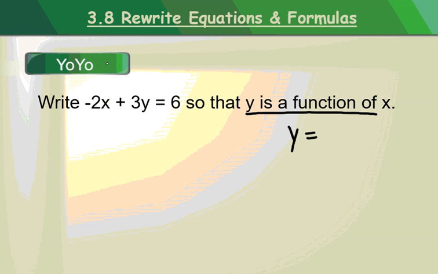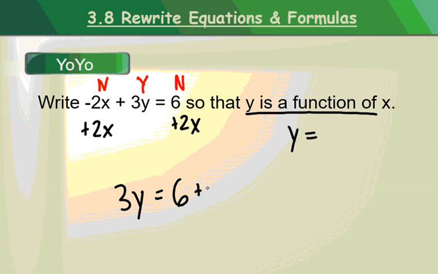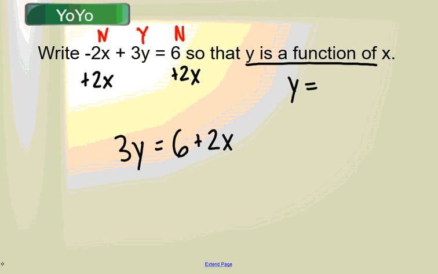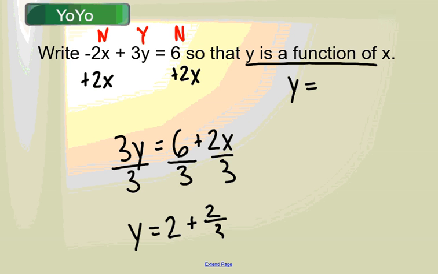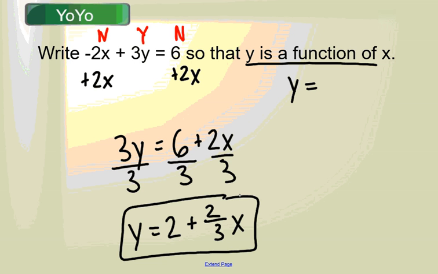Okay, let's see how we did. This is a not y term, a y term, and a not y term. You need to get your not y terms to the same side. So how do I undo minus 2x? Well, I obviously add 2x. So I add 2x to each side. I'm then left with 3y equals 6 plus 2x. And my last step is to divide by 3. I divide everything by 3. I'm then left with y equals 2. I can't simplify 2/3, so I just write it as 2/3 x. And there's your answer. You could have also written this as y equals 2/3 x plus 2.